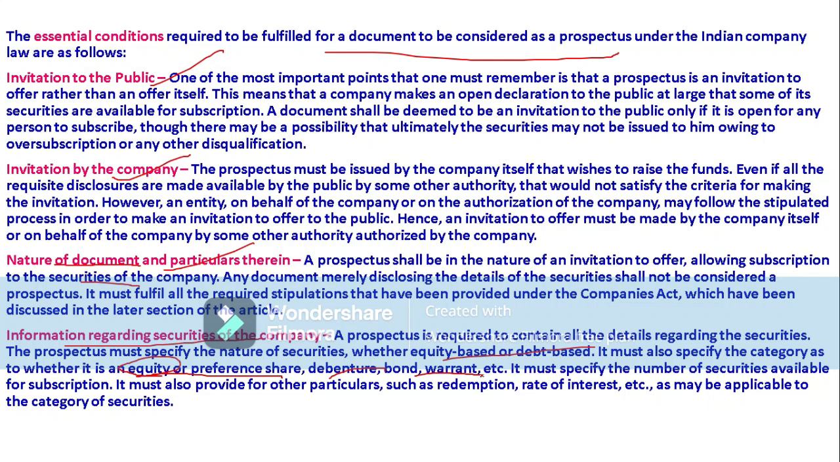All the details regarding these securities. Basically equity shares, preference shares, debentures, bonds, warrants, all these. So the total assets and liabilities of the company will be known. All these should be given in the prospectus. These are the essential conditions to be fulfilled for a prospectus document.